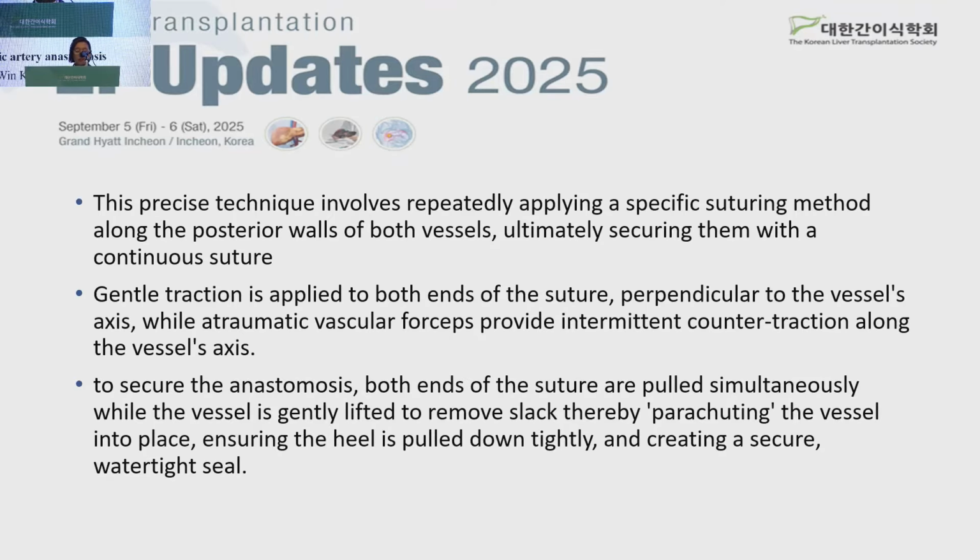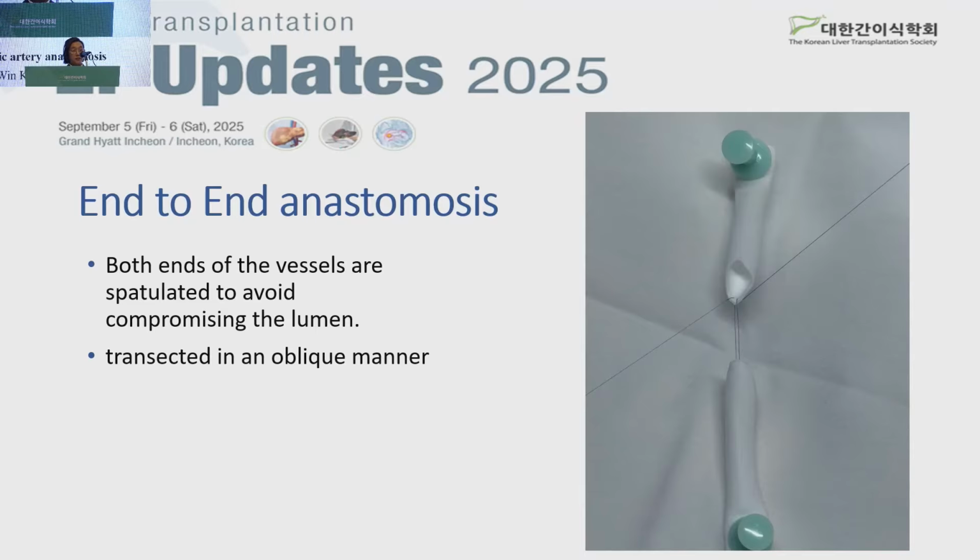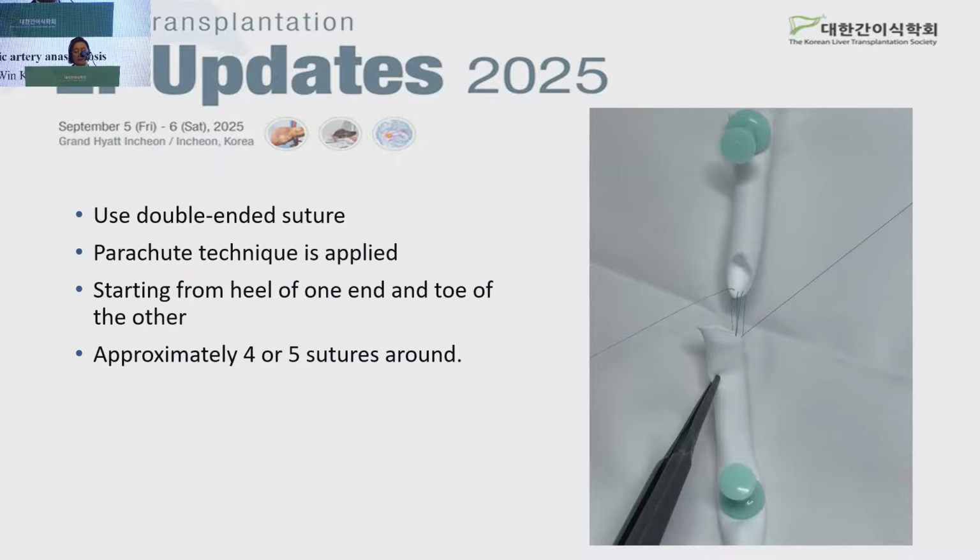To secure the anastomosis, both ends of the sutures are pulled simultaneously while the vessel is gently lifted to remove the slack, thereby parachuting the vessels into place, ensuring the heel is pulled down tightly and creating a secure watertight seal. For the anastomosis, both ends of the vessels are spatulated to avoid compromising the lumen, and then transected in an oblique manner.